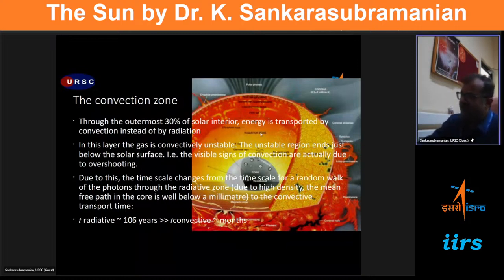So actually, the photons we see at the Earth now were released 10⁶ years ago at the core of the sun, and a few months ago in the deeper interior of the convection layers. And of course, what we see is about an 8 minute difference for the photons released from the photosphere to reach the Earth.